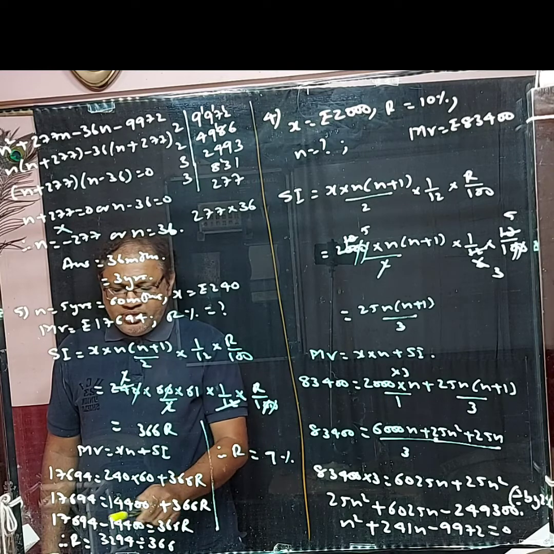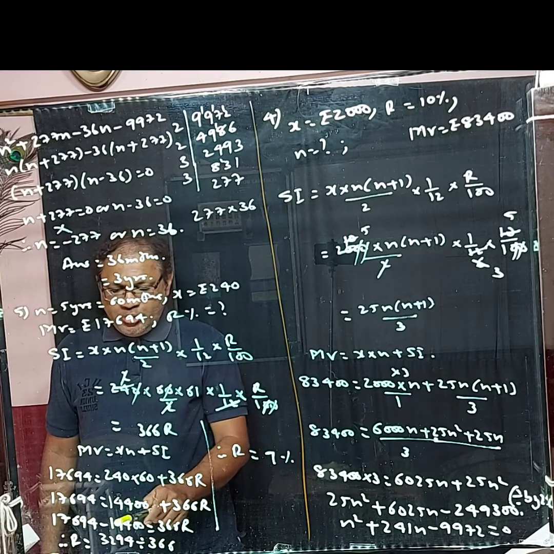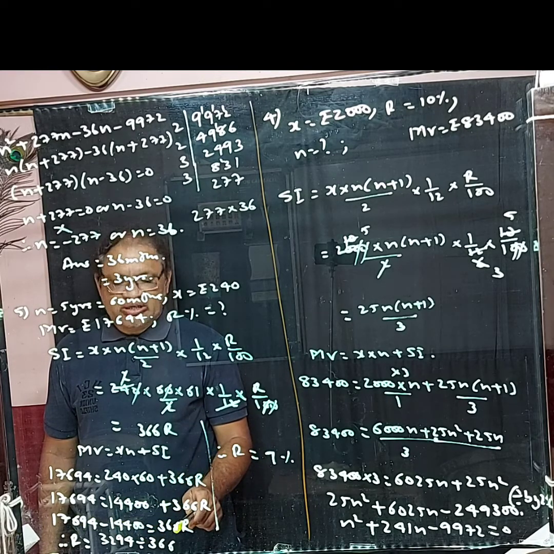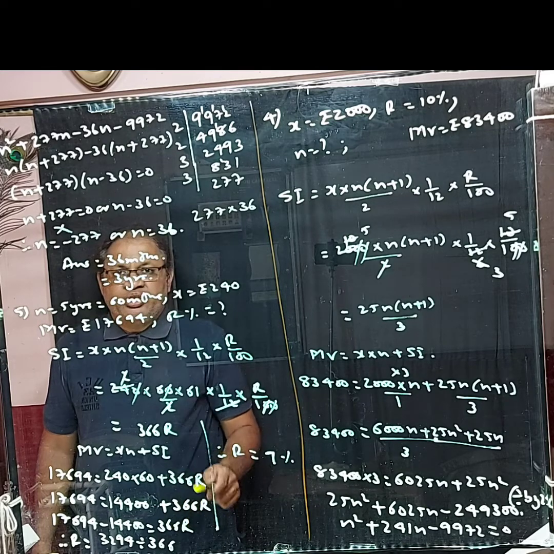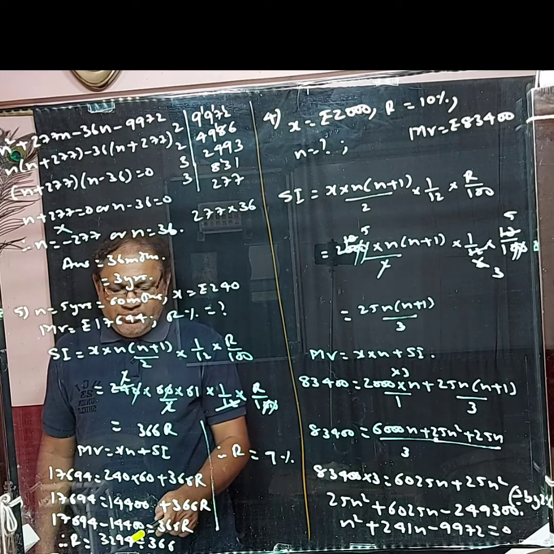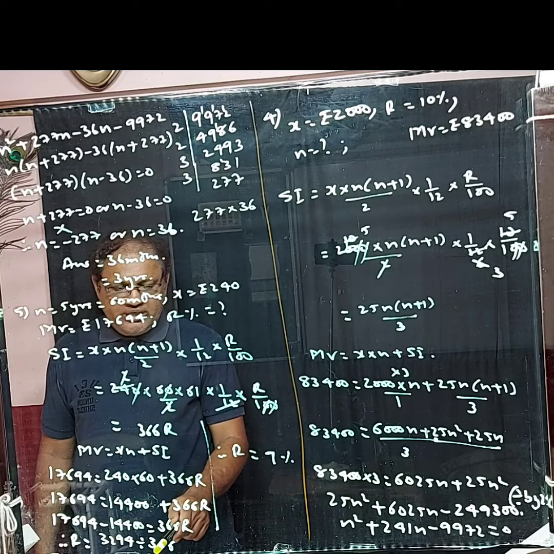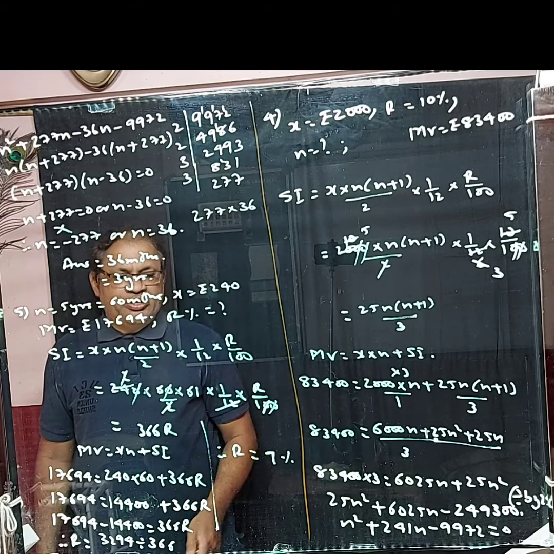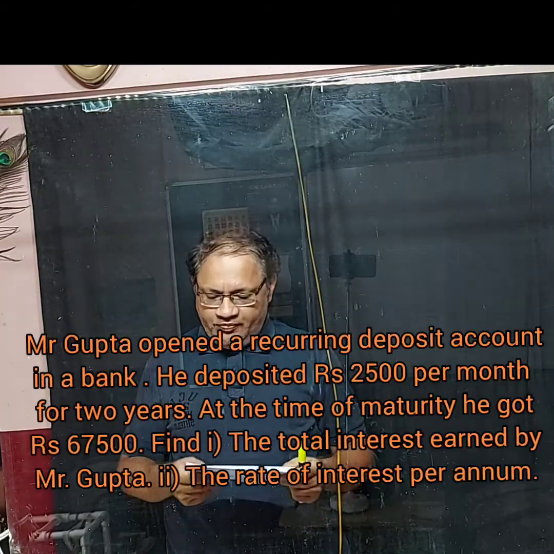Now subtraction of these two is 3294. So 3294 divided by 366. When you send 366 which is with R on the other side, it goes below, it gets divided. So 3294 divided by 366, it's coming to 9%. So the rate is 9%.